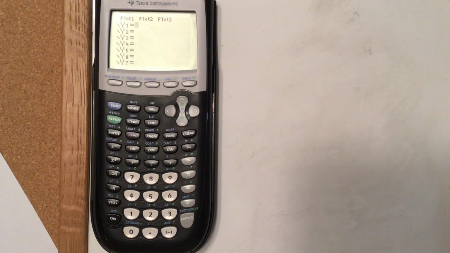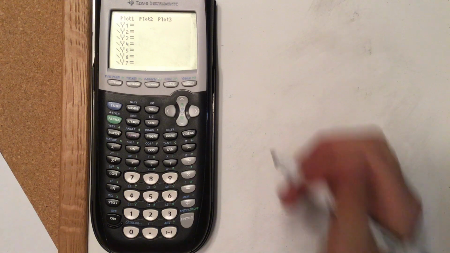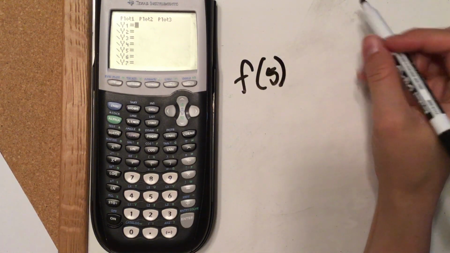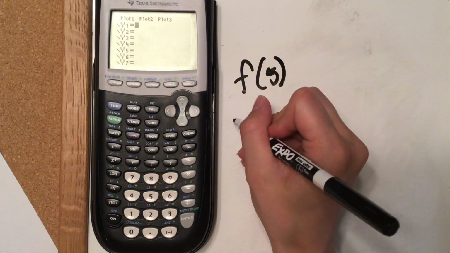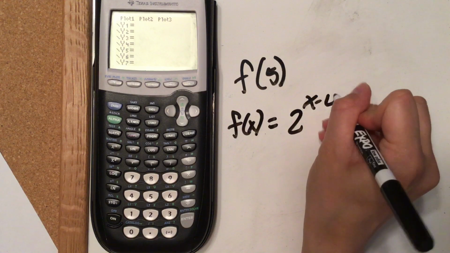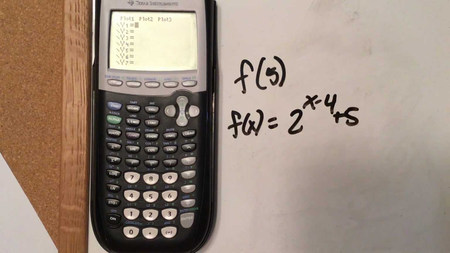that you want. So if you're wondering what a particular value is, like in function notation, if we want to find f of 5, this is how you would do that. So if we look at the equation, f of x equals 2 to the x minus 4, plus 5, we're going to type that into our calculator.